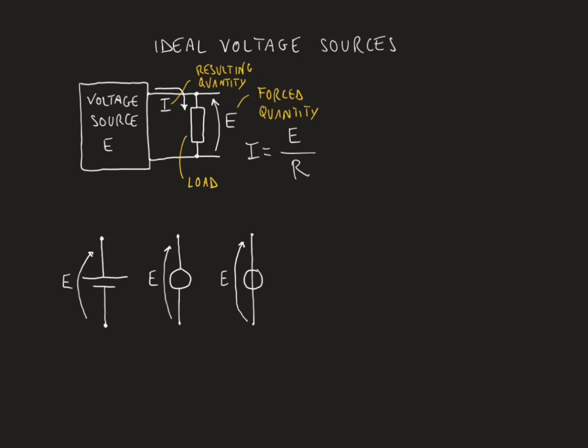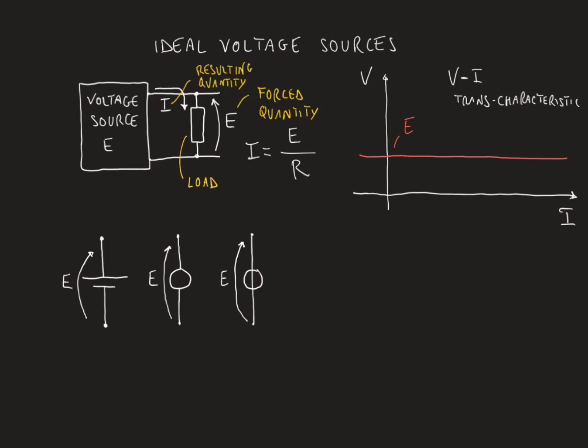This plot shows the so-called voltage current characteristic of an ideal voltage source generating a constant voltage E. V represents the voltage forced by the voltage source, while I represents the current provided to the load. As you can see, the voltage is equal to E independent of the current I.